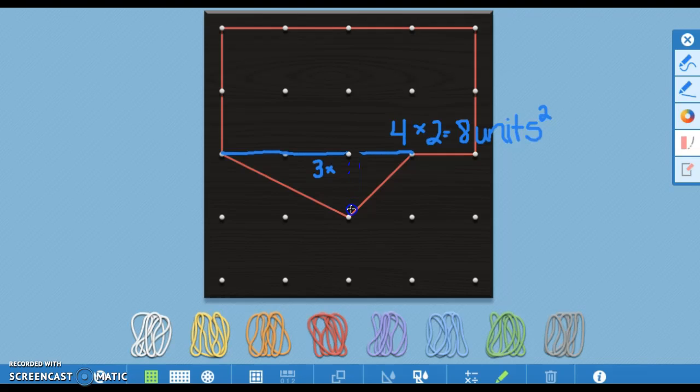So this height is 1, so 3 times 1, which is equal to 3. But remember that we now need to divide the 3 by 2 since it is a triangle, and that gives us 1 5/10 units squared.